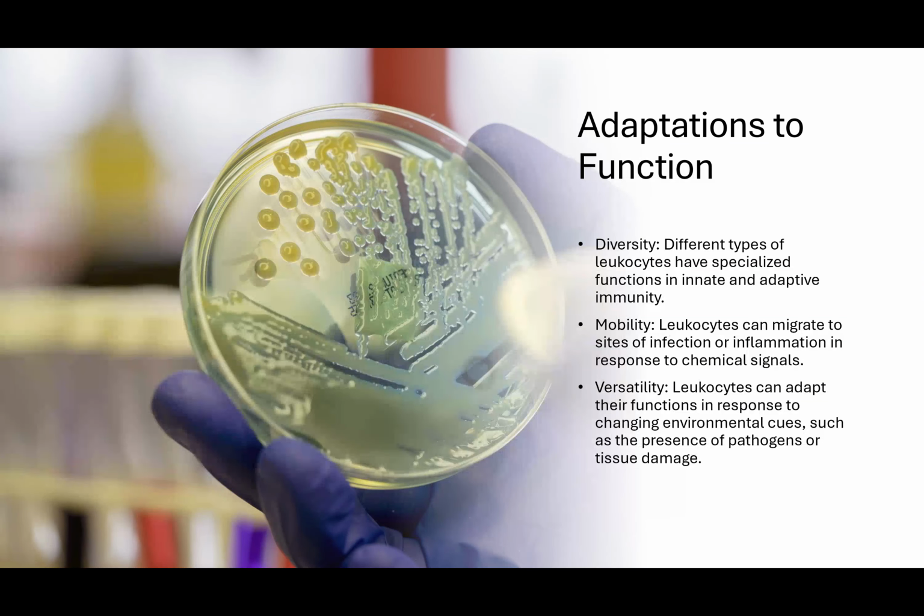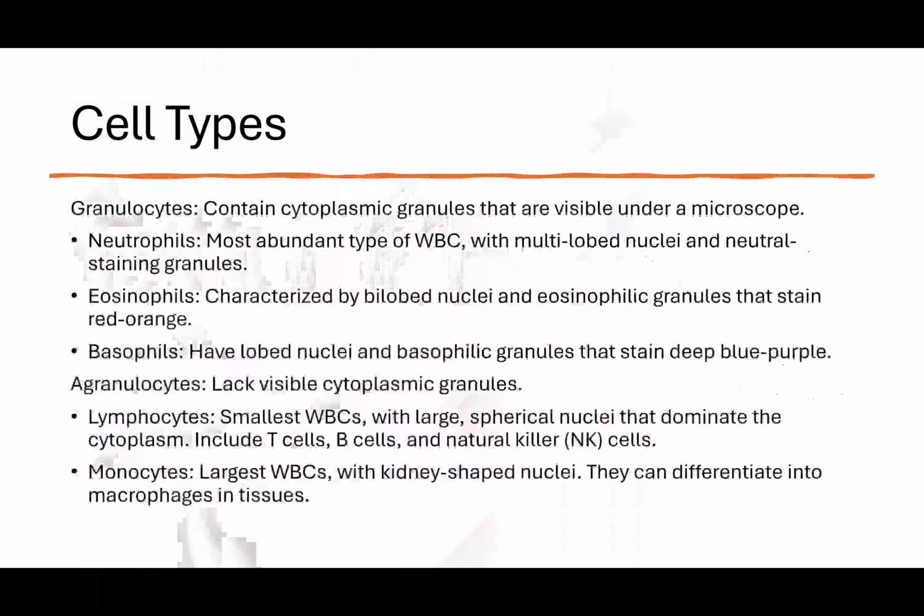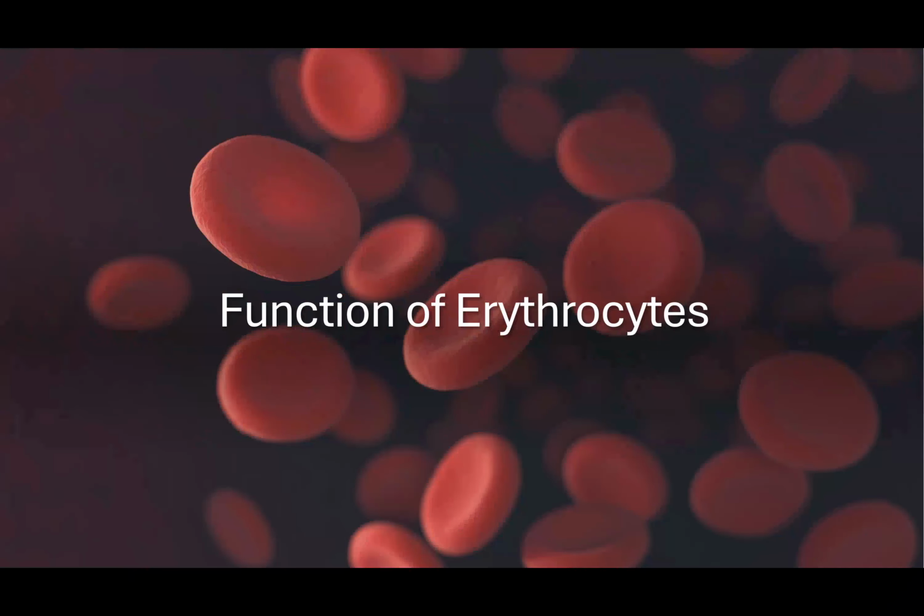They have a lot of diversity, so they're tailored to different types of immunity, whether it is innate, adaptive, cell-mediated, or humoral immunity. They are mobile, so they can actually move themselves, while erythrocytes generally just flow with the blood pressure and blood direction. They're versatile, so they can adapt to different functions and responses to changing environmental cues, such as the presence of pathogens or tissue damage. So those are the adaptations to their function. Alright, so that is it for our blood cells, our leukocytes and our erythrocytes.